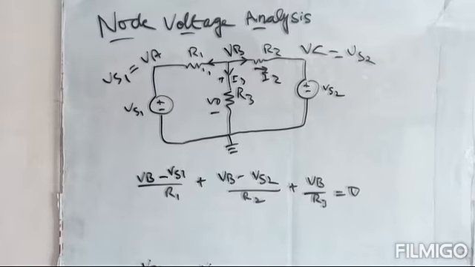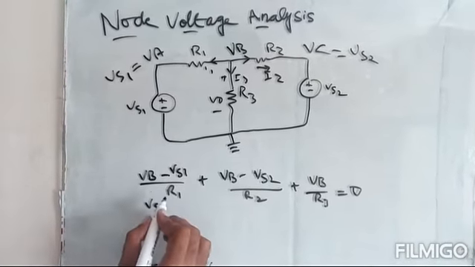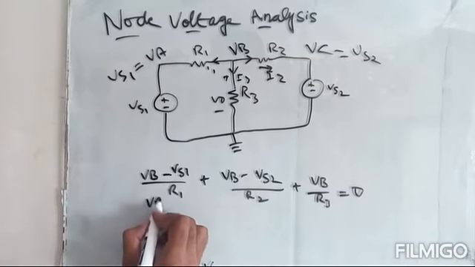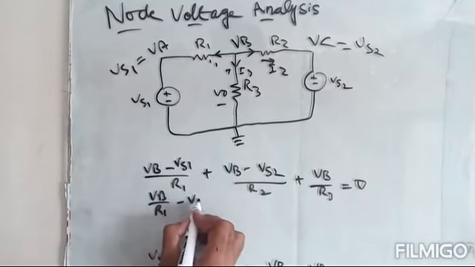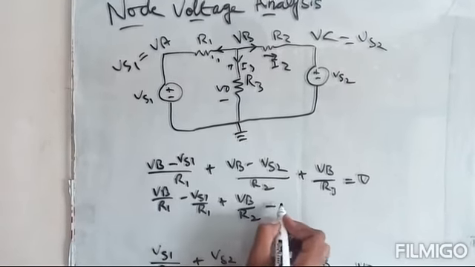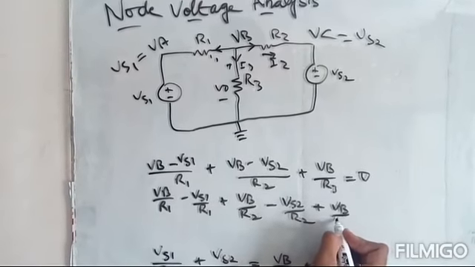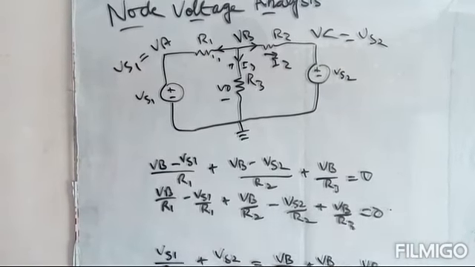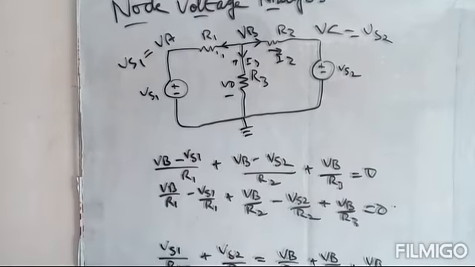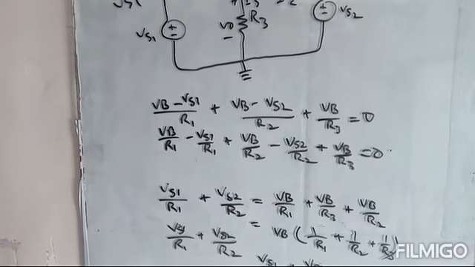Now we will separate the denominators. Vb over R1 minus Vs1 over R1 plus Vb over R2 minus Vs2 over R2 plus Vb over R3 is equal to 0. We will take minus Vs1 minus Vs2 on the other side like this. This is the solution of the previous example, but both these solutions are same.